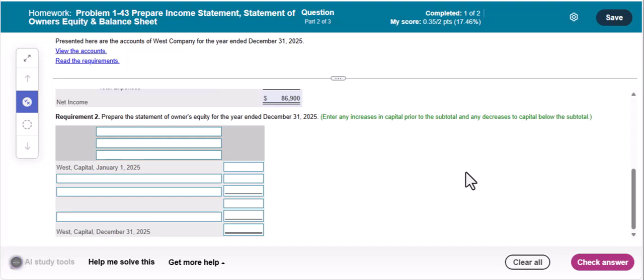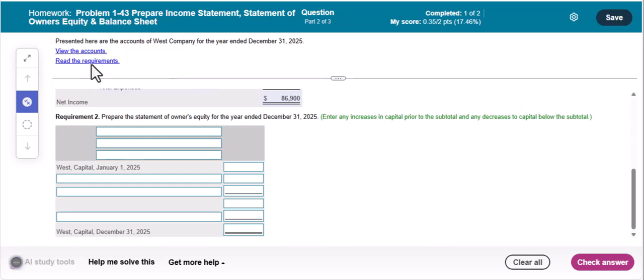Problem 1-43, we're going to create an income statement, a statement of owner's equity, and the balance sheet. So in this video, we're going to be doing the statement of owner's equity here. So requirement 2, prepare the statement of owner's equity for the year ended December 31st, 2025. Enter any increases in capital prior to the subtotal and any decreases into capital below the subtotal.